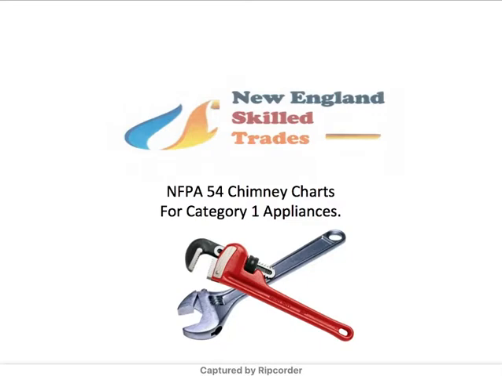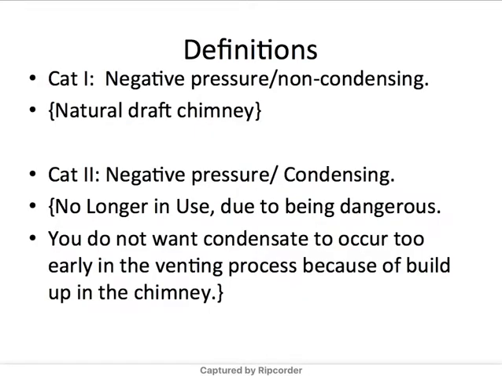Now we're going to start off with some definitions. Category 1, that's what we're going to talk about today. Negative pressure, non-condensing, natural draft chimneys. Cast iron boilers, old school furnaces, 26-gauge vents, all that.